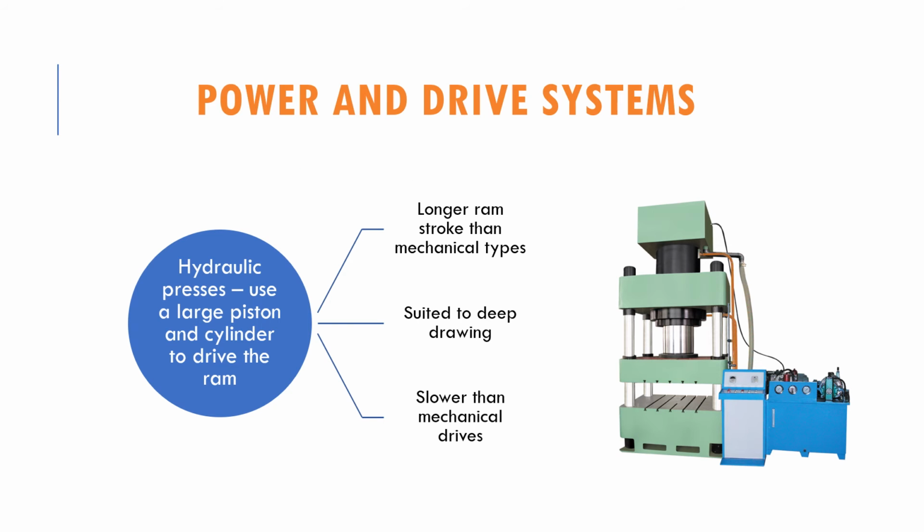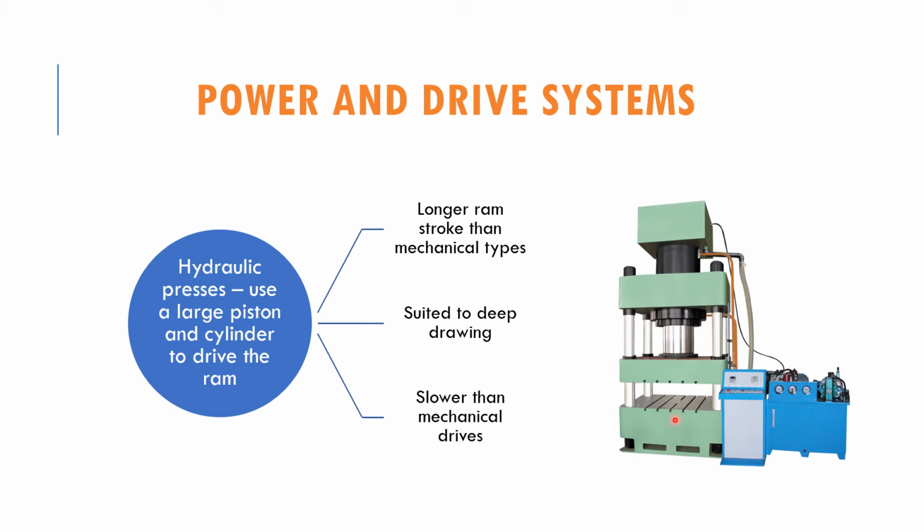Another power and drive system is the hydraulic press. Usually it uses a large piston and cylinder to drive the ram. So if you can see here, this is the hydraulic system over here, and then this is the cylindrical drive of the ram. Compared to the mechanical type, it has a longer ram and stroke. And this is suitable for the deep drawing process.